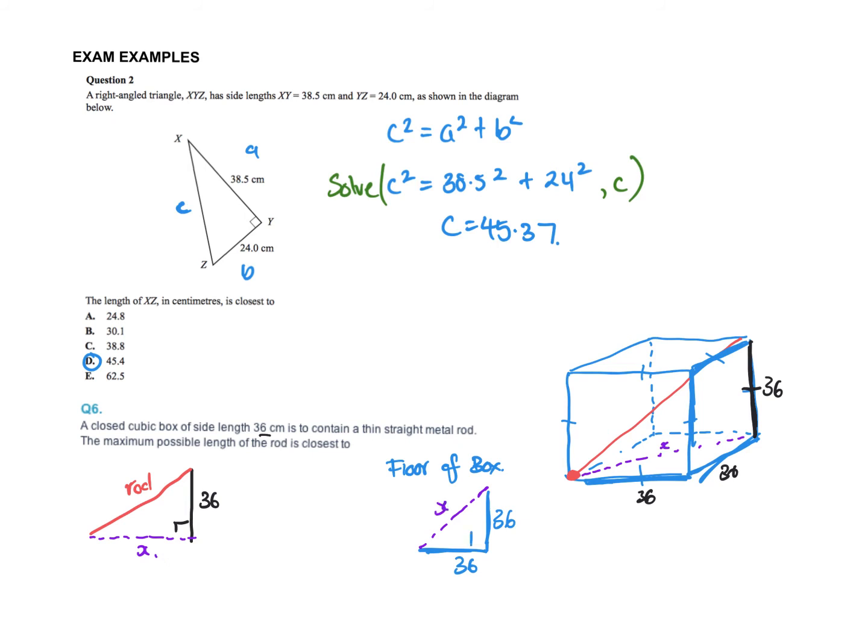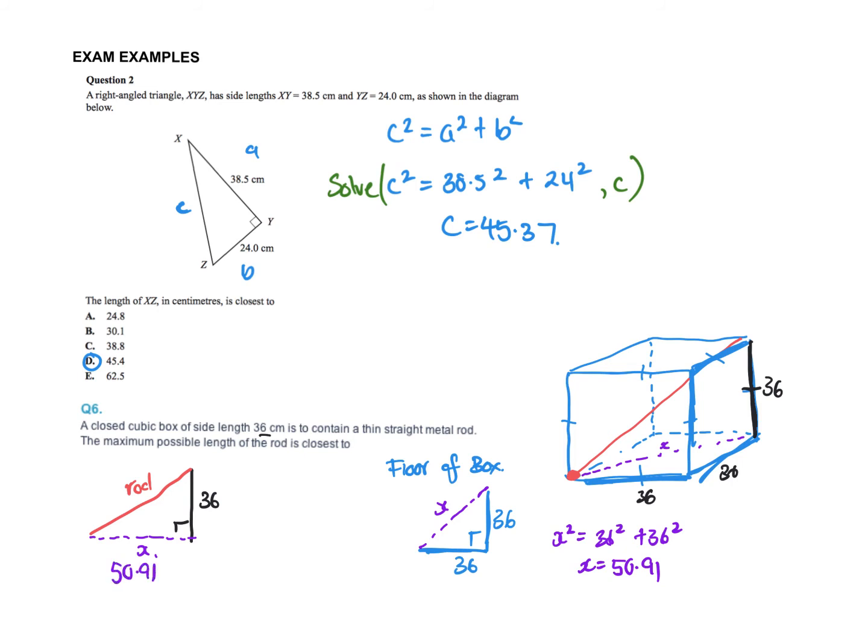So I can use Pythagoras twice. So first I'll use here, I'll find what X is. I'll go X squared equals 36 squared plus 36 squared, and you can do solve in your calculator, and we get that to be, say, 50.91.